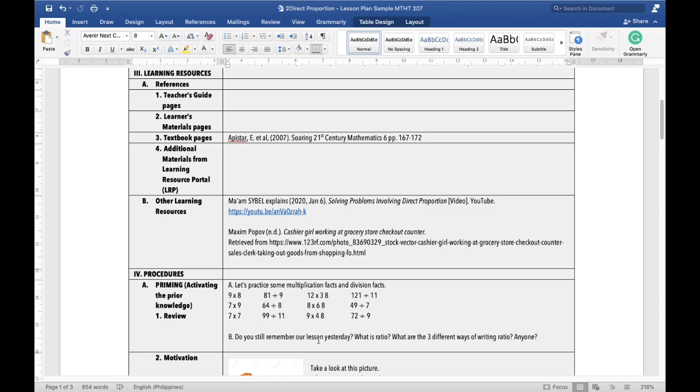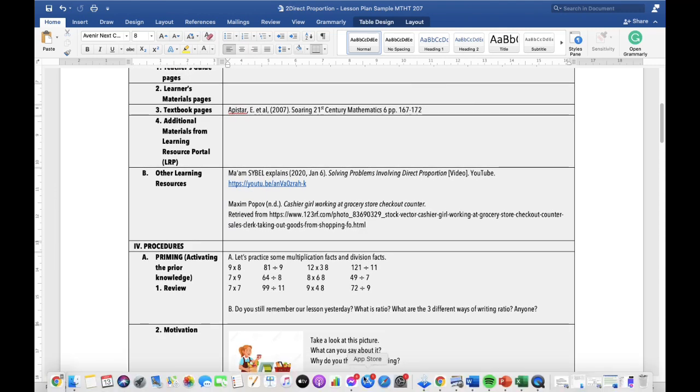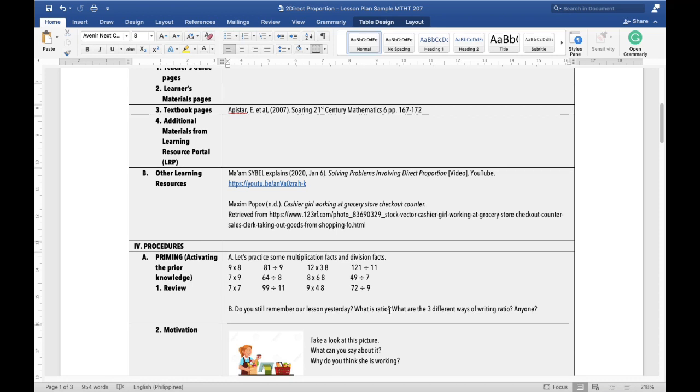Okay, do you still remember our lesson yesterday? I will ask that one to the students. So what is ratio? What are the different ways of writing ratio? Anyone? It means my lesson was about ratio yesterday. So now I'm moving to proportion, and that is on direct proportion.